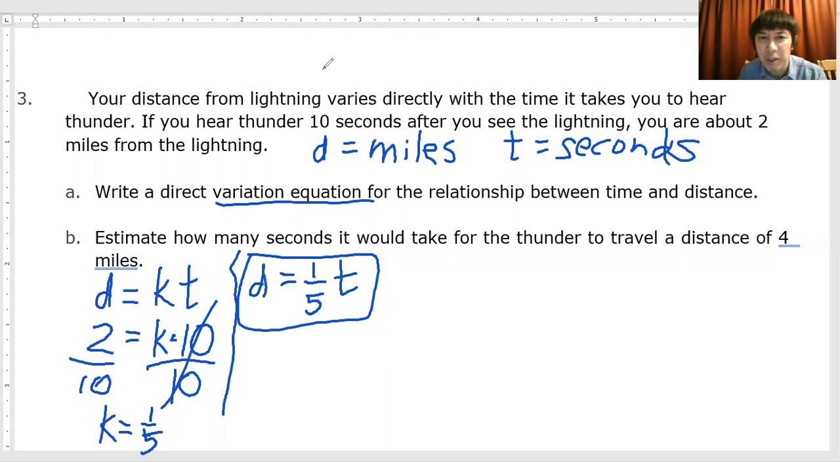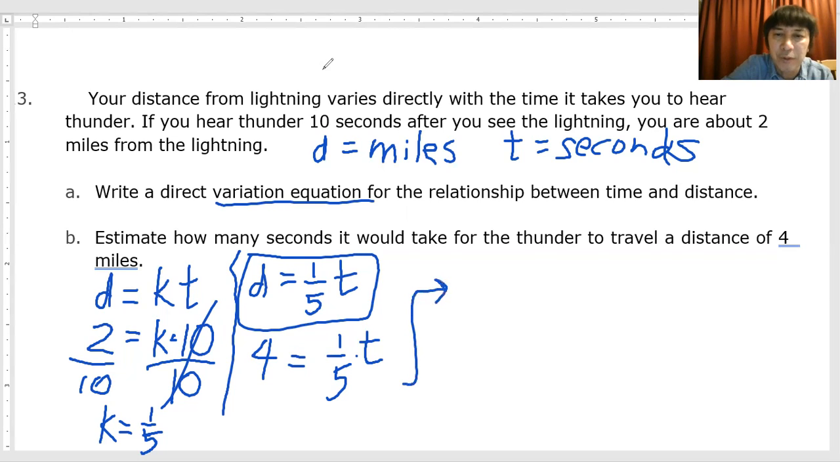Estimate how many seconds it would take for the thunder to travel a distance of 4 miles. So we're just asked to solve for t when our d is 4. Okay, 4 miles. So we use this equation now. 4 miles for d. We have 1/5 of the time there. And we can easily solve this by getting rid of the 5, multiplying both sides by 5. So 5 times 4, let's continue over here with more space.